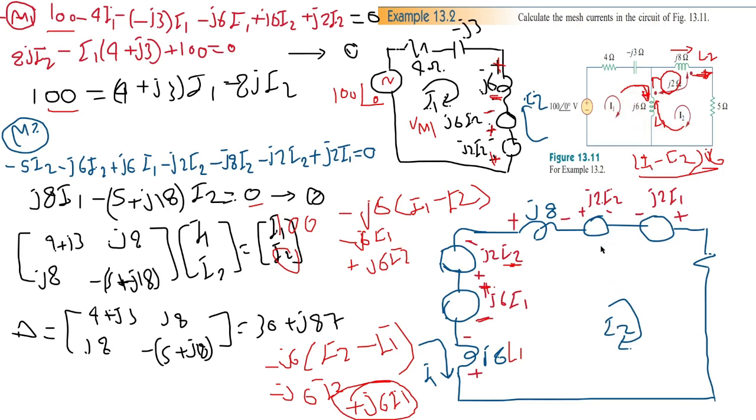In other words, the voltage drop around j6 or L1 in mesh 2 would equal I2 minus I1 multiplied by j6.